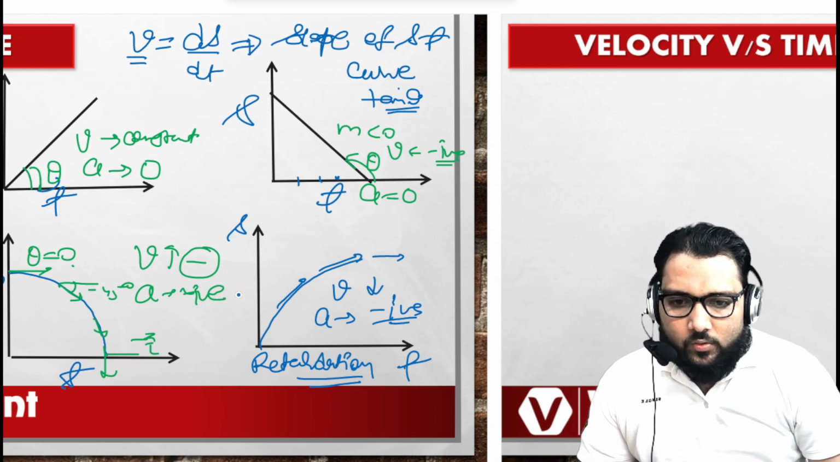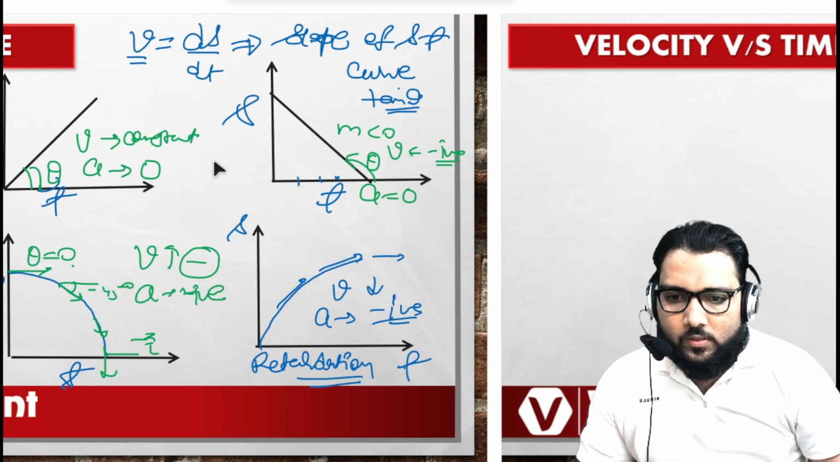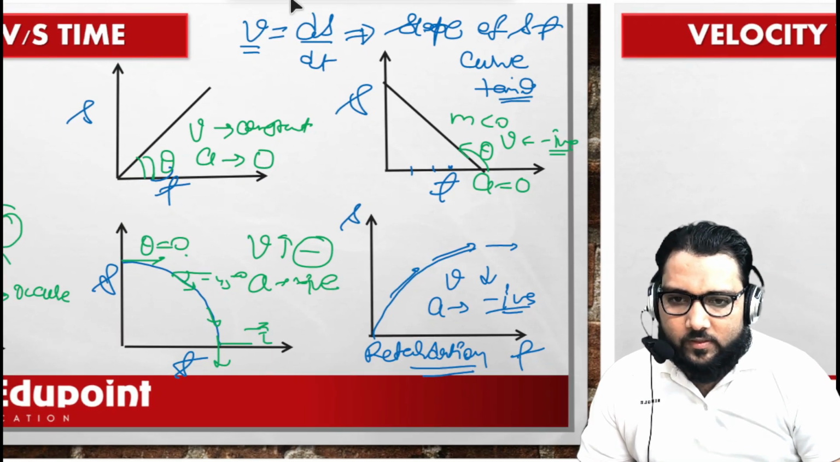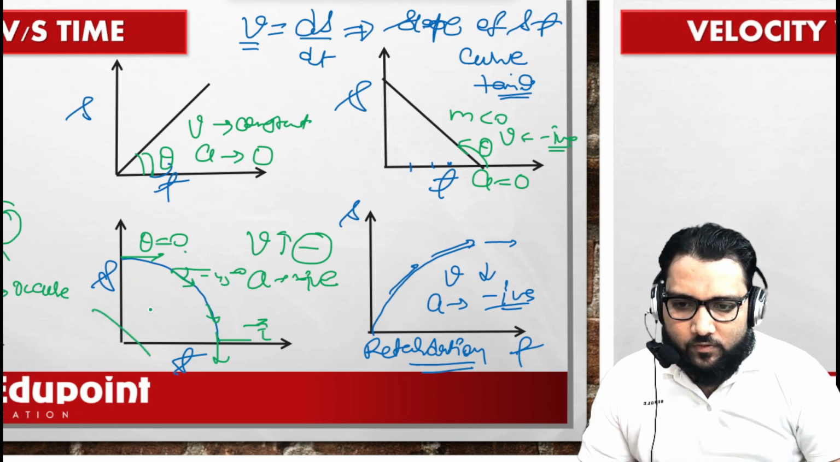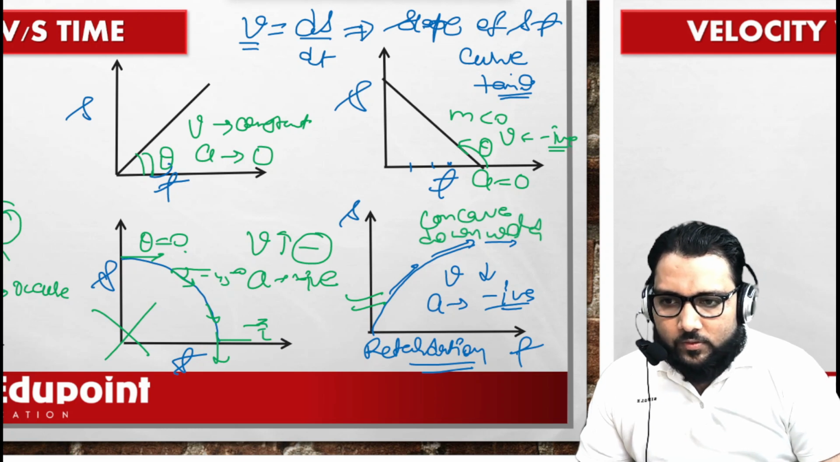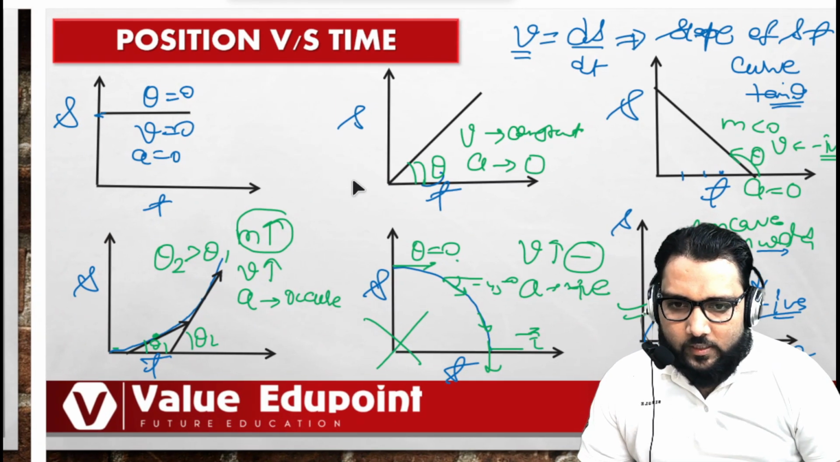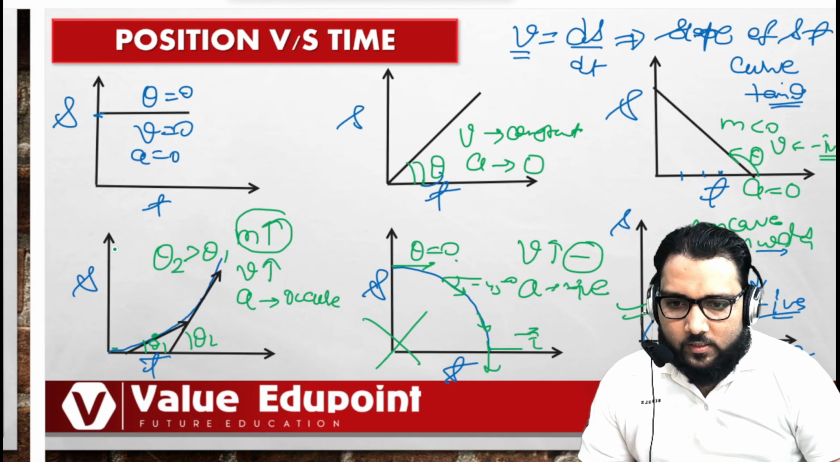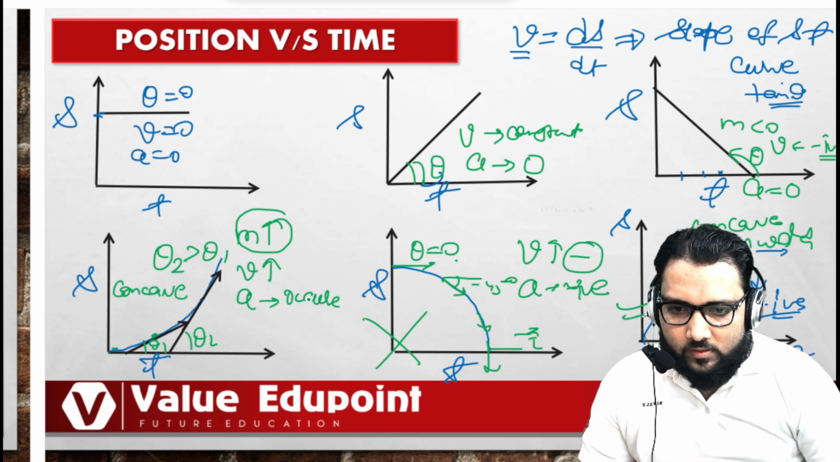Now look at this, guys. This graph is not useful for you. Remember this graph, it will be concave downward, and this will give the retardation. And this graph is very important. Again remember this graph, concave upward. This is the acceleration.